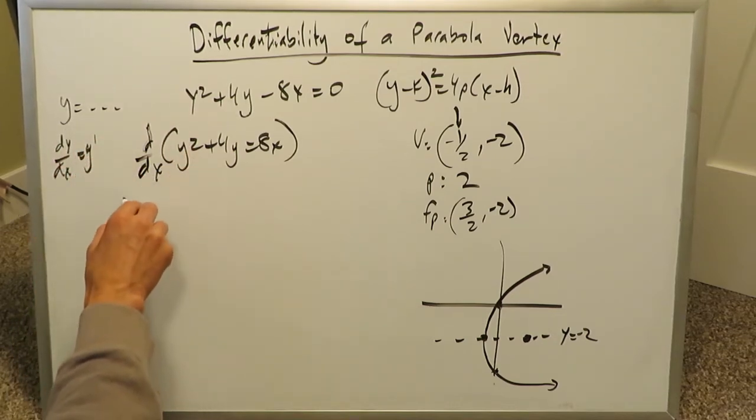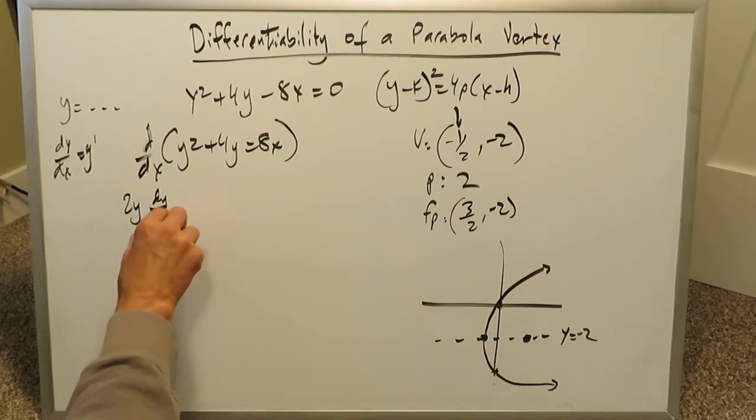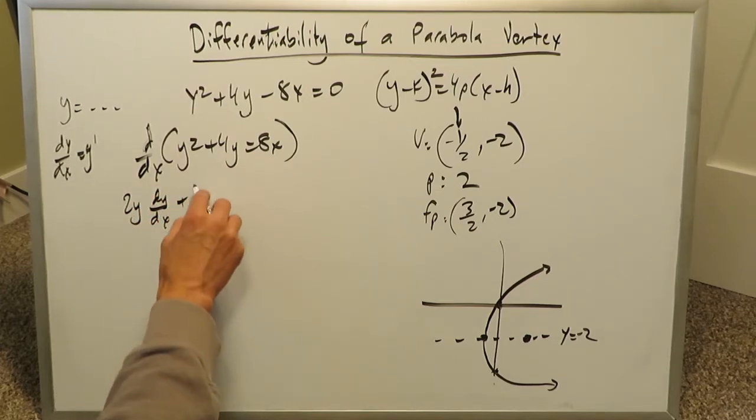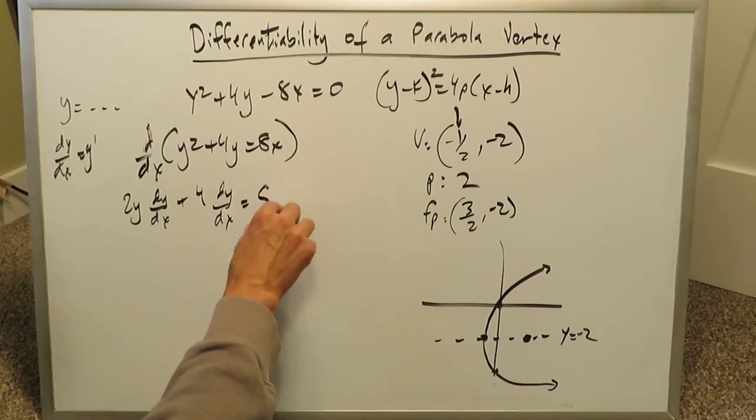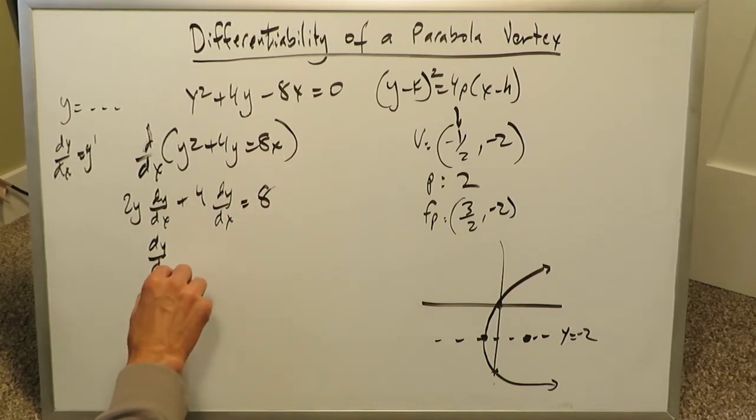When you do the derivative of y squared, you get a 2y dy over dx. When you do the derivative of 4y, you just get a 4 with a dy over dx. The derivative of 8x is just an 8. You're solving for dy over dx.